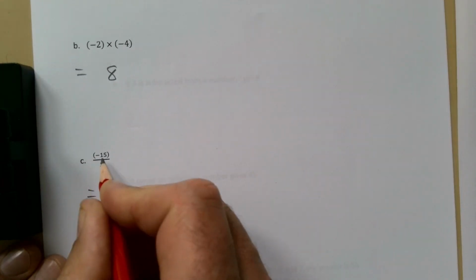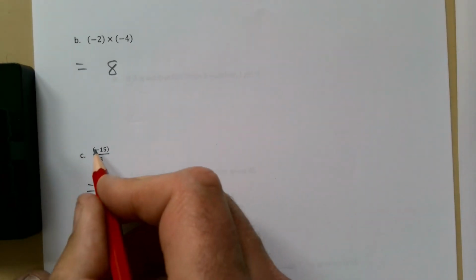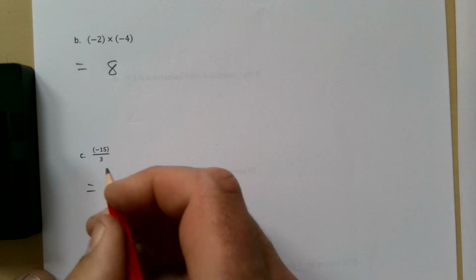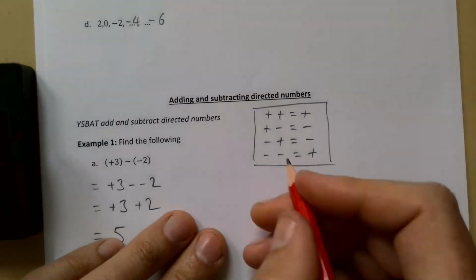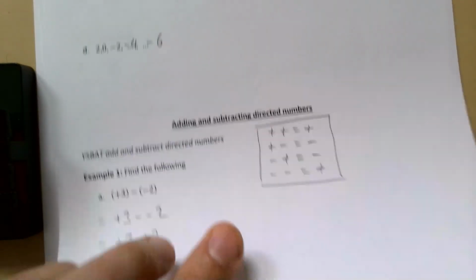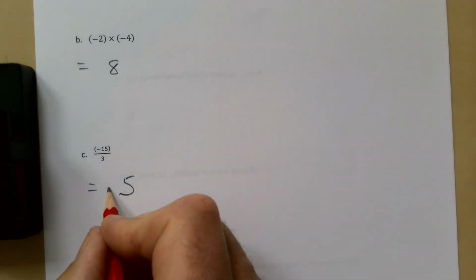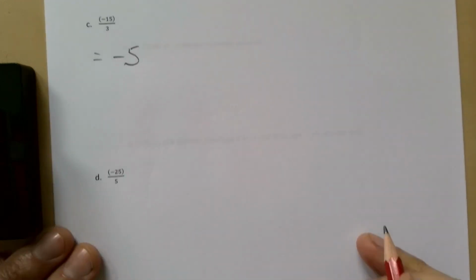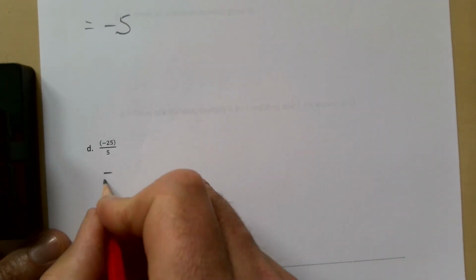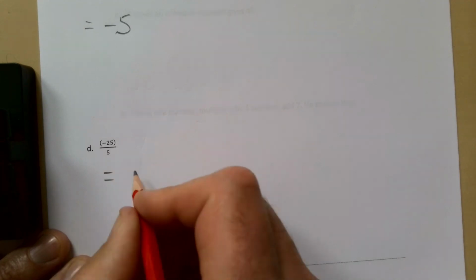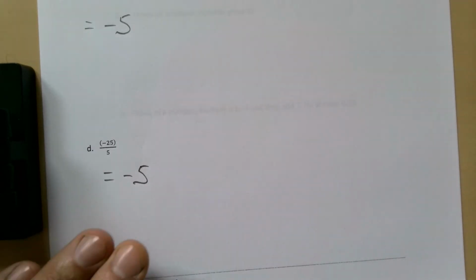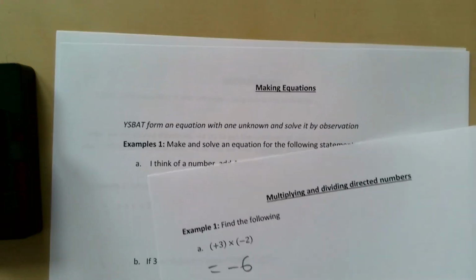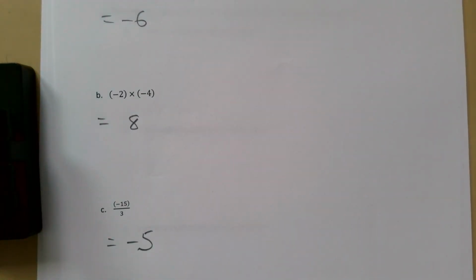Minus 15 divided by 3. I ignore the negative. 15 divided by 3 gives me 5. And then it's a negative number divided by a positive, so the answer then is negative. Next one's similar actually. I ignore the signs. 25 divided by 5 gives me 5, and negative divided by a positive, just like above, gives me then negative. And that's us then for our directed numbers.